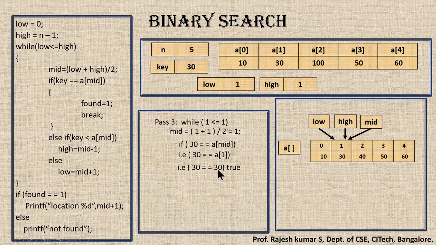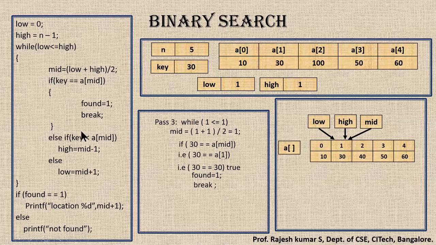Now the A of mid element is 30. The key element is found. That is 30 double equals to 30, true. When the key element is found, I'll enter into this if branching statement. I'll change the value of found to 1 and I will break.